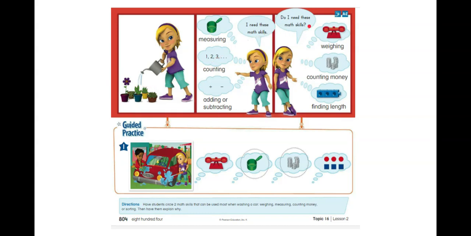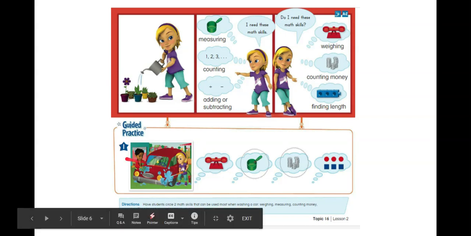So do I need these skills? Does she need weighing, counting money, or finding length? No, she does not. She's not going to be weighing how heavy they are. She's not going to have any money at the time she's doing her job, and she's not going to be measuring how long they are.